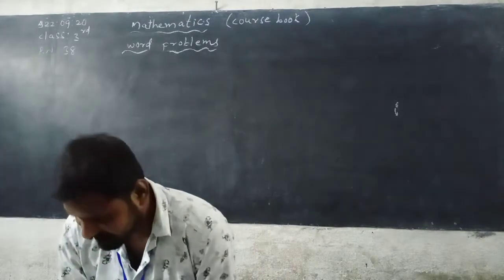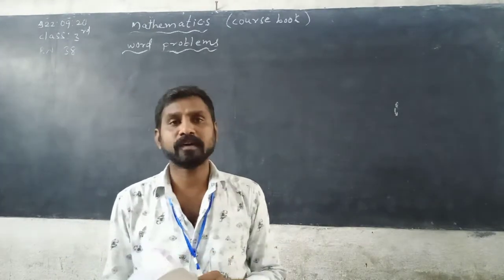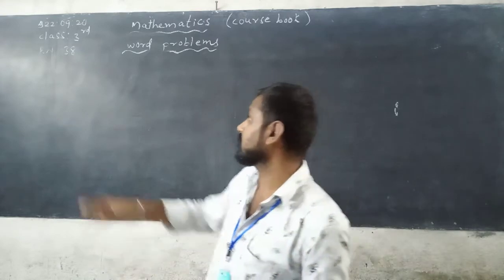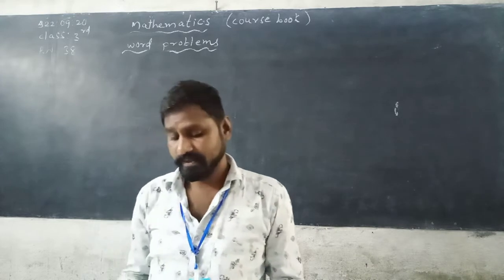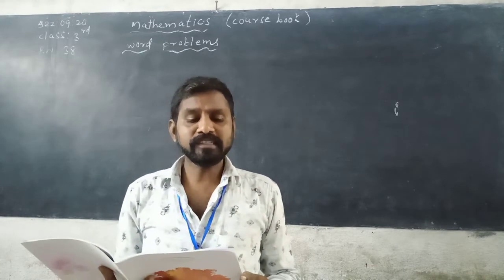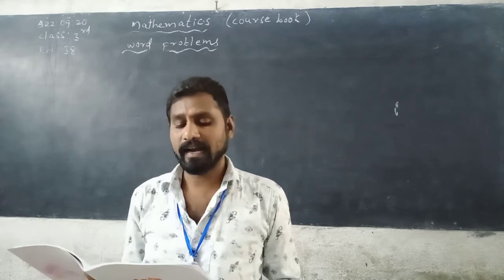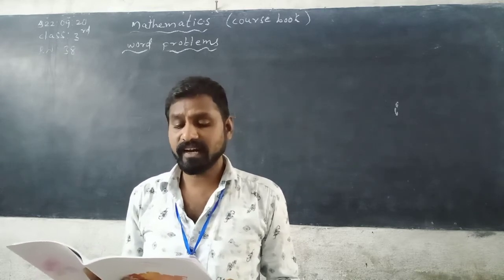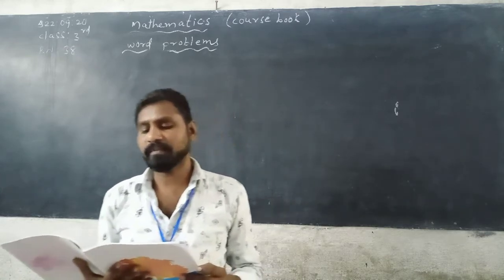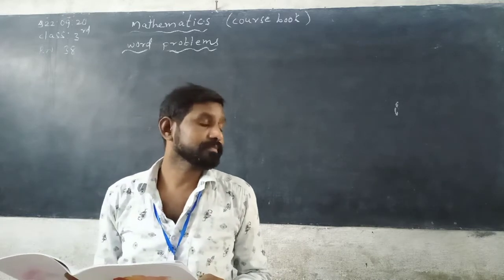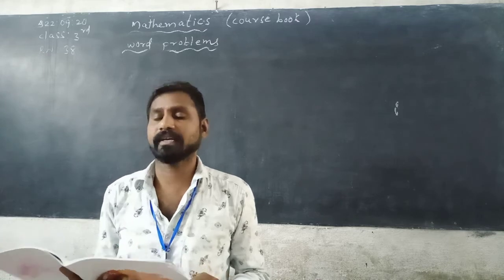So, my dear students, third class students, from your course book, you have opened page number 38. See, here what problem is there? A florist used 5,672 roses and 3,759 tulips in a month to make flower bouquets. How many flowers does he use in a month to make bouquets?